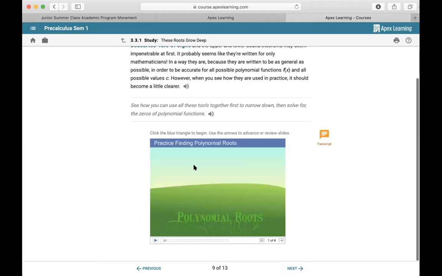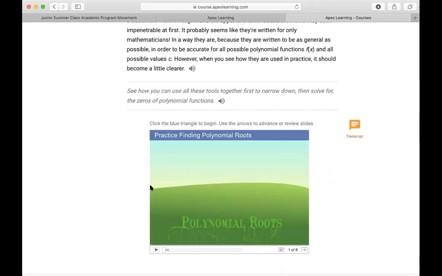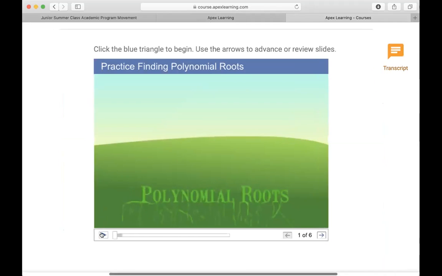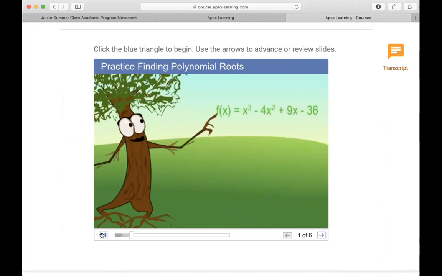All right, so almost done here. I know this one is a really meaty chapter. So if we're putting it all together, we've got Descartes' rule of signs and the upper and lower bound theorems. And when we look at how to actually utilize this, it'll hopefully make a lot more sense. So practicing these polynomial roots. So we take our original function here.